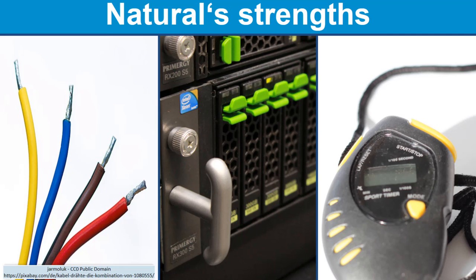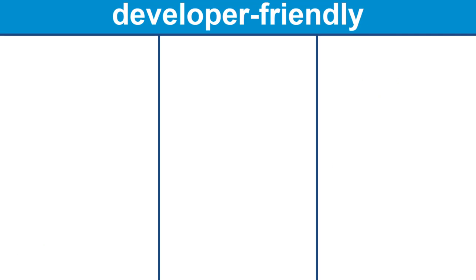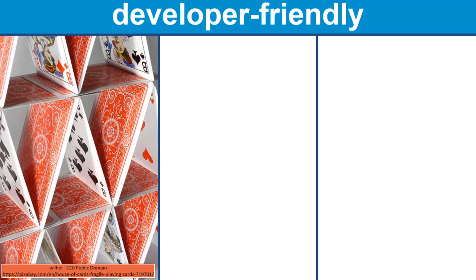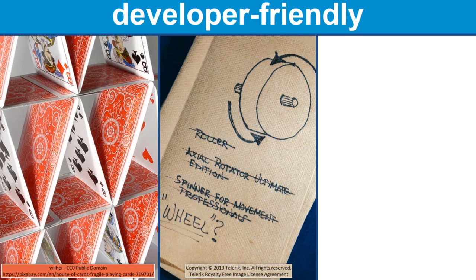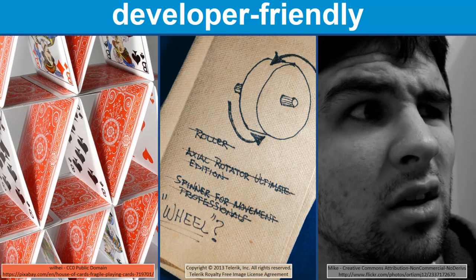But Natural is also very developer-friendly. It's quite easy to learn, actually. The language itself is stable, and there are no new frameworks every other week that you have to relearn. And the code is also very easy to understand.